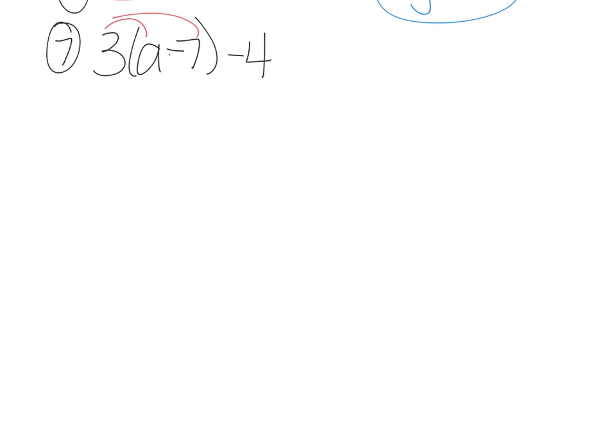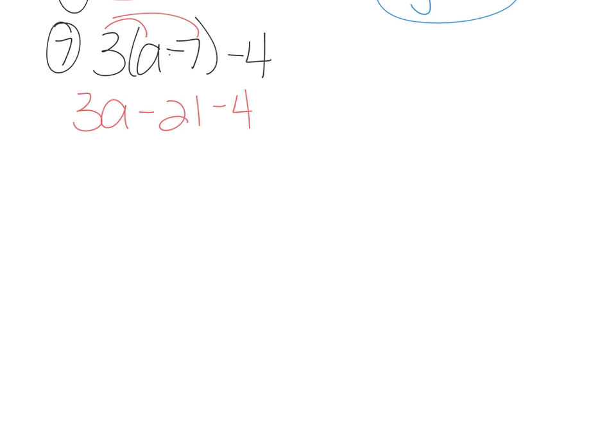Let's try number 7. Okay, number 7, we have 3 times the quantity a minus 7 minus 4. Okay, so first thing I've got to do, I've got to distribute that 3. So remember, we're multiplying. So I have 3a minus 21. And then I have that minus 4. Notice I did not distribute that 3 to the 4 because that 4 is not in parentheses. It does not get multiplied.